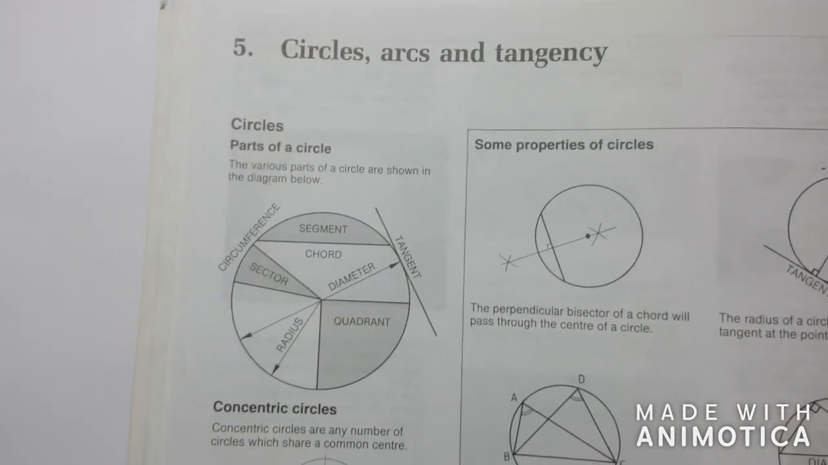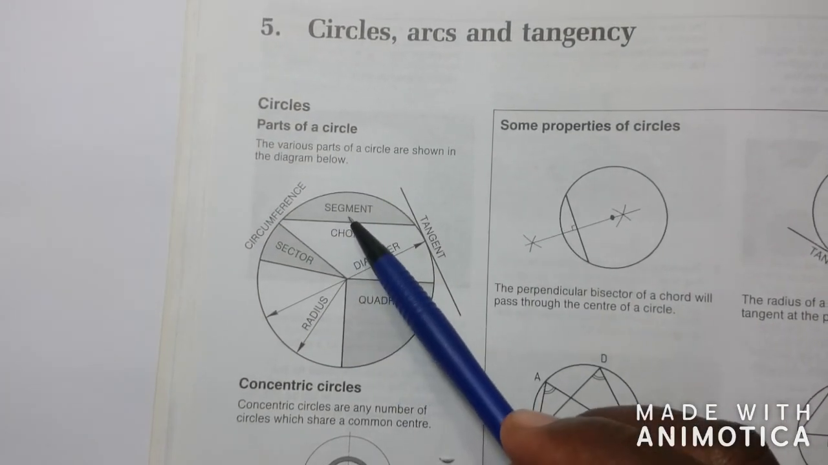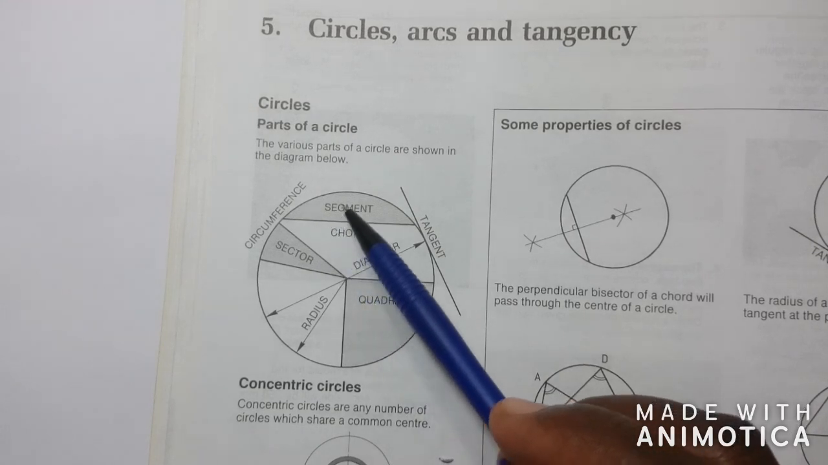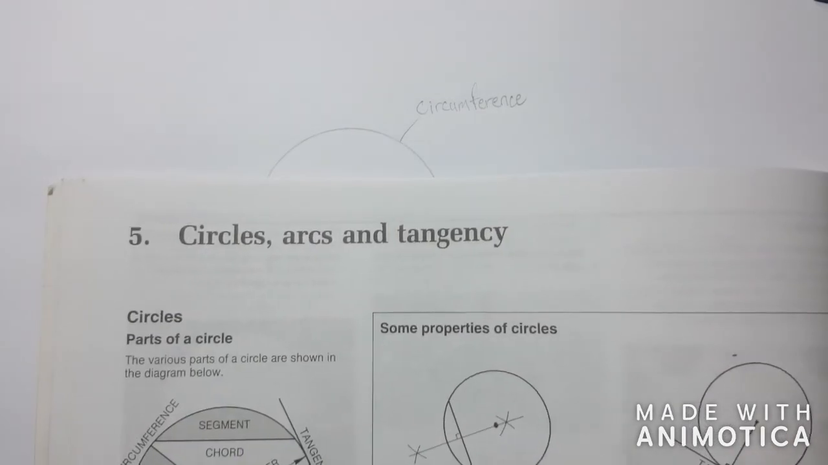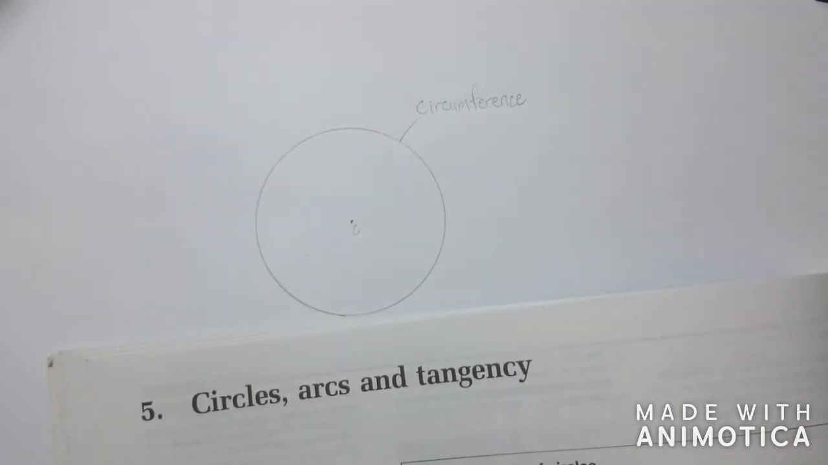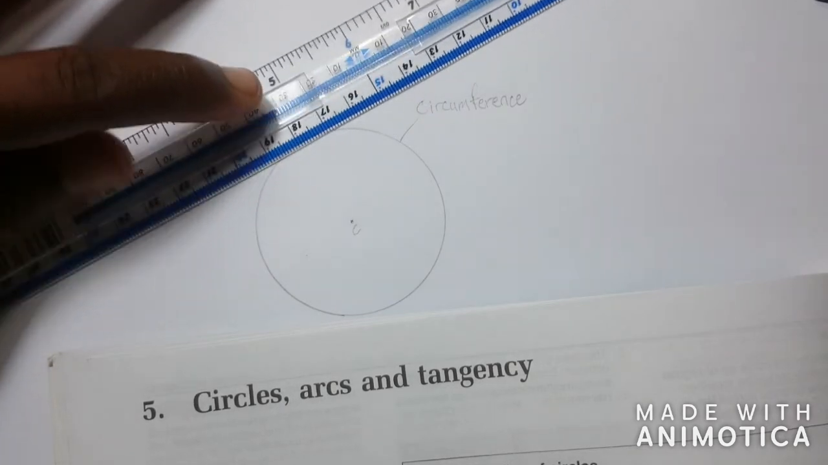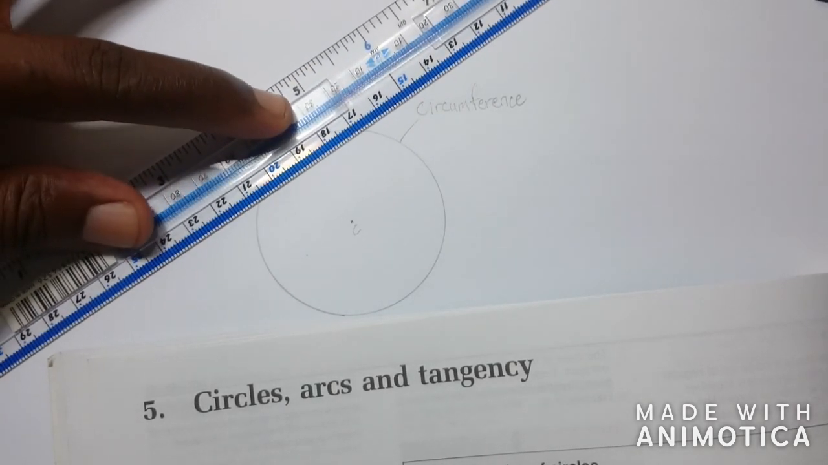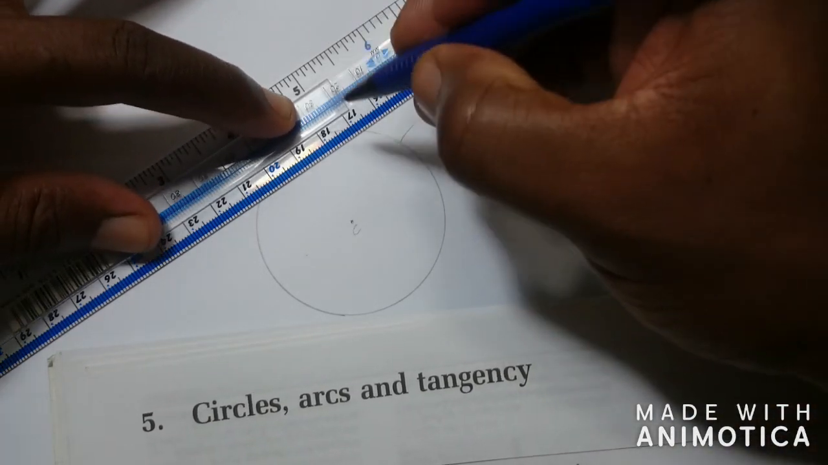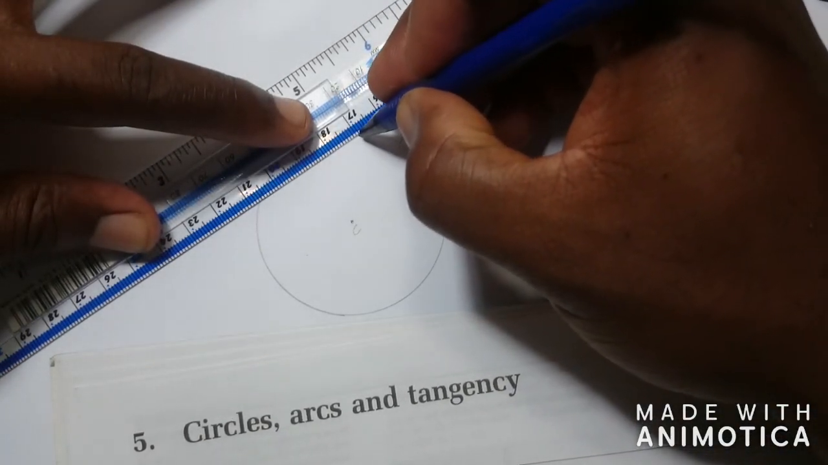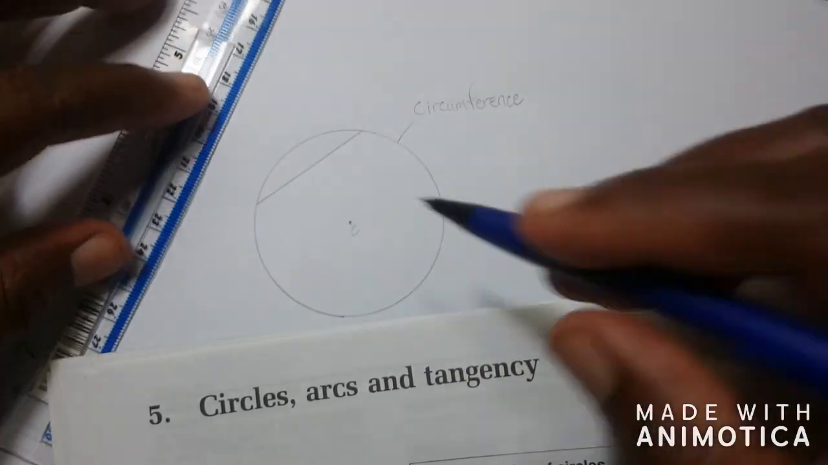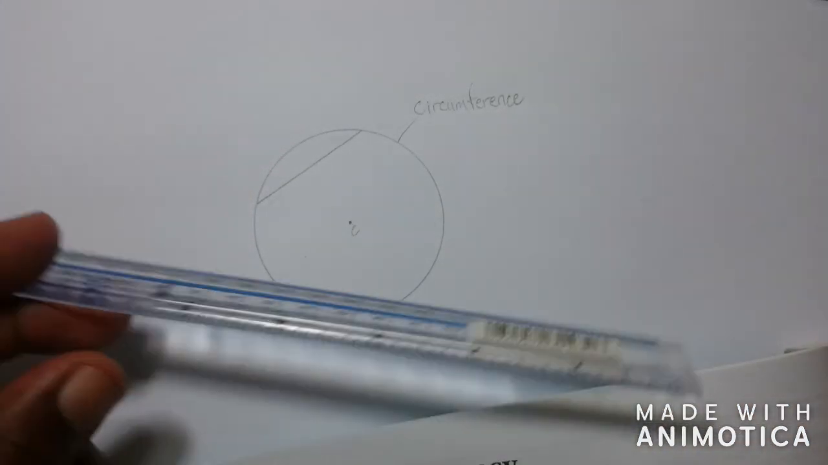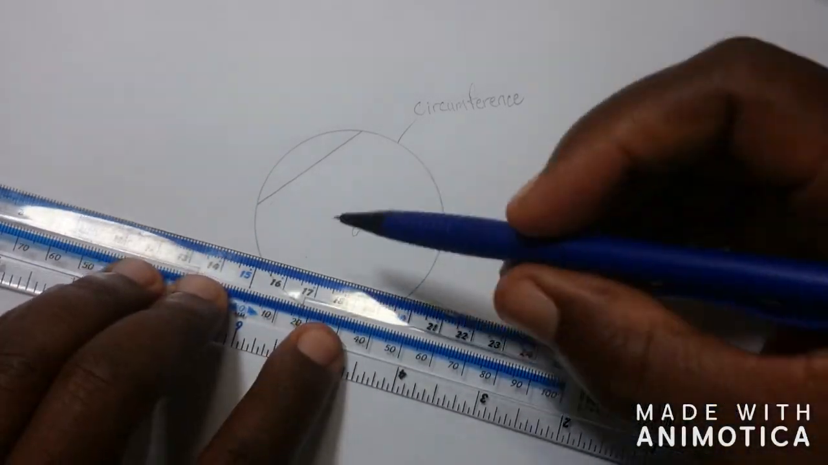Okay, now the segment right here, if you can see, it's a little bit shaded. This is a part of the inner part of the circle, and we'll just draw a line that touches two parts of the circumference without going through the center. Okay, so it touches any two. It can be this way, it can be that way, it doesn't matter.